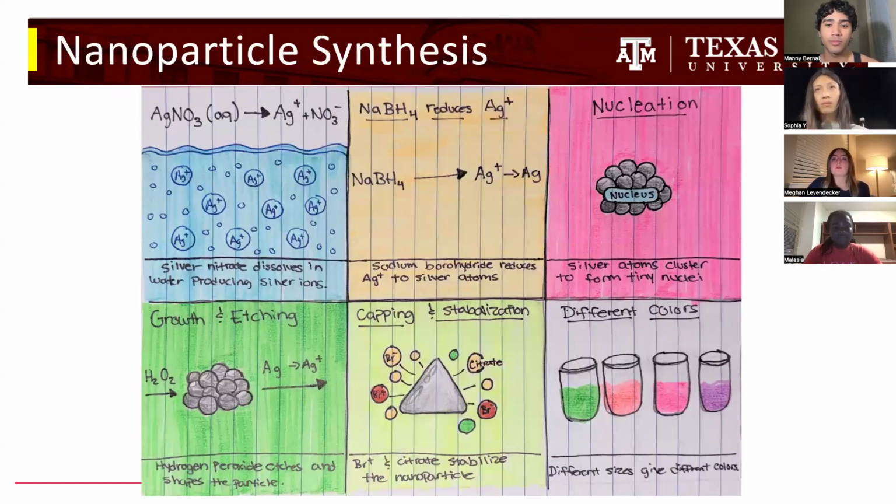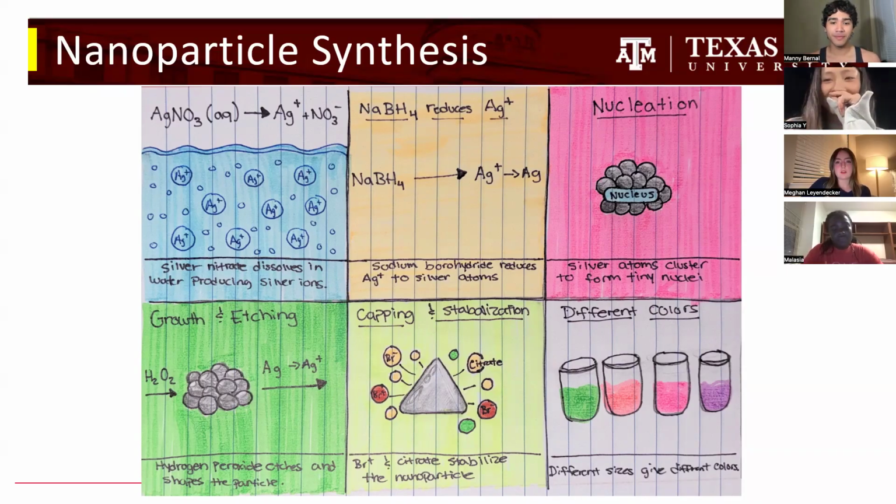This diagram shows the particle level process of how silver nanoparticles are synthesized in our experiment. The reagents include silver nitrate, sodium borohydride, so in the first picture, silver nitrate dissolves in water and separates into silver ions and nitrate ions. At this stage, the Ag+ ions are evenly dispersed throughout the solution.